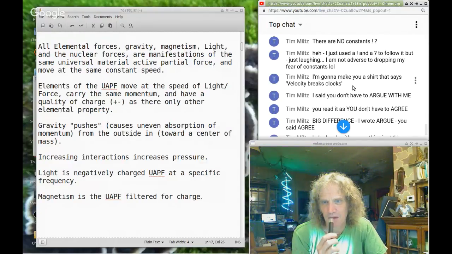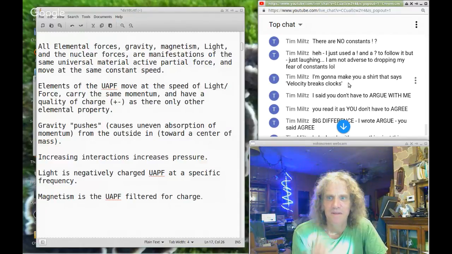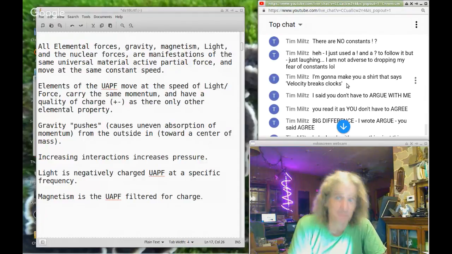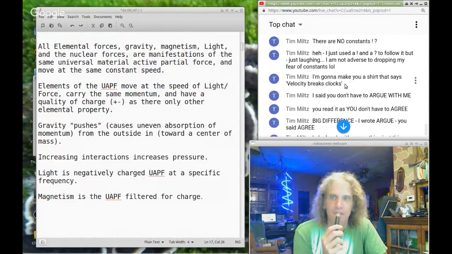I'm going to make you a shirt that says velocity breaks clocks. Well, that doesn't say it. That doesn't say anything funny enough. It doesn't say it the way it needs to be said for people to understand what is written on my shirt. If I put that on a shirt, people aren't going to understand it, and I'll have to explain it to them. I'd rather you just make me a shirt with humans are fucking cunts.